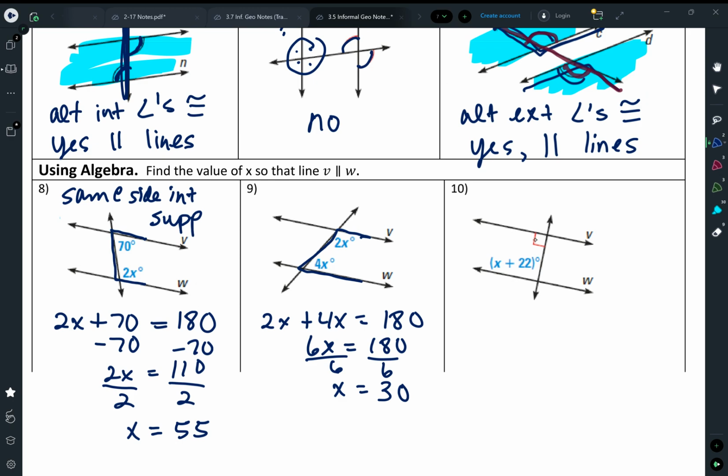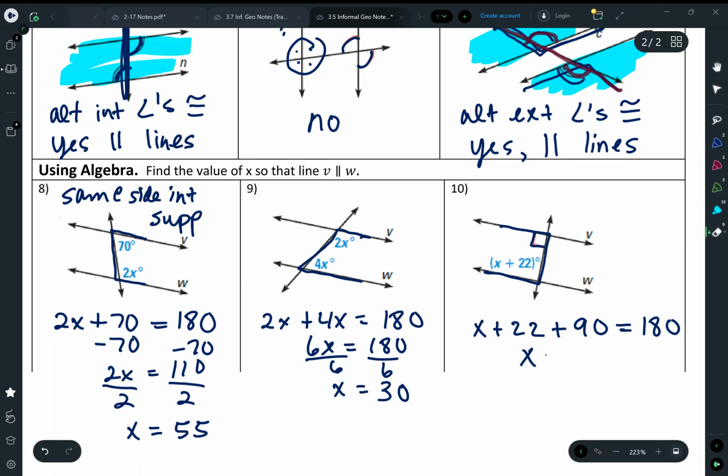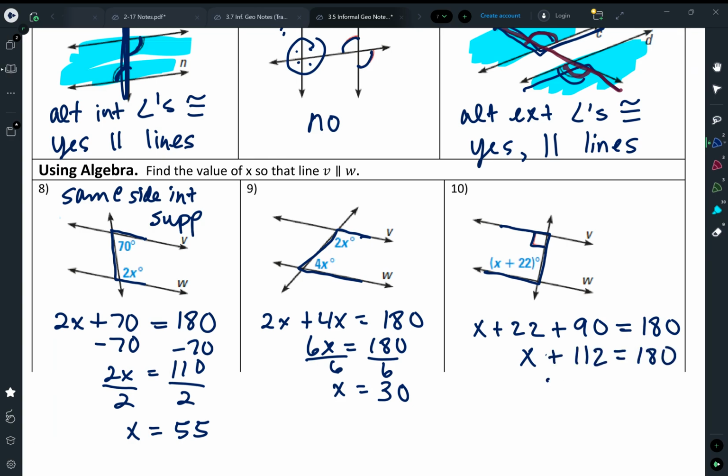And then same thing on this last one, right? I have a 90-degree angle here. And these two are same side interior. They are supplementary. And so I'm going to write x plus 22 plus 90 equals 180. You might have a shortcut on this one. You might be able to do some logic here and come up with an easier way of solving. 22 and 90 is, let's see, 112. So plus 112. And then we would want to subtract 112 on both sides. So x is equal to 68.